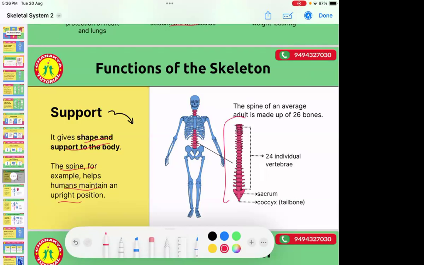But as we are growing older, this spine will also start bending. It starts bending because of degradation, because the bones will start degrading, and that is the reason we also, but tell me.